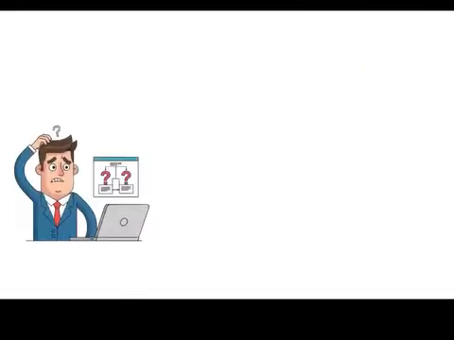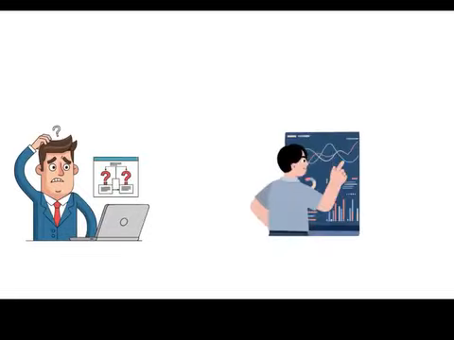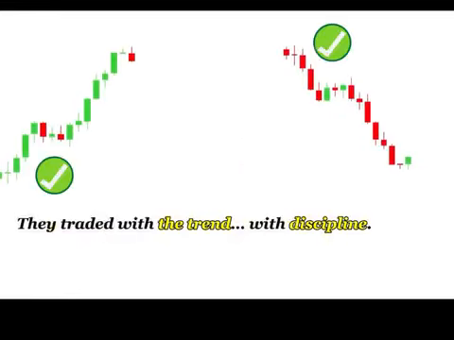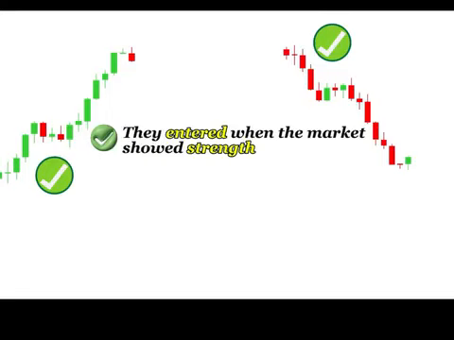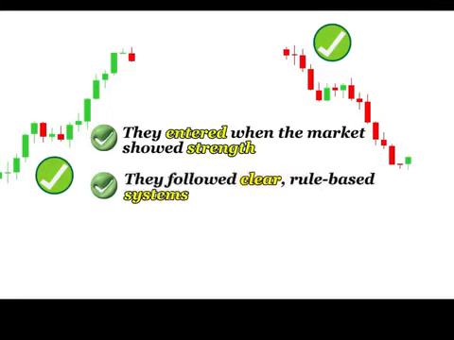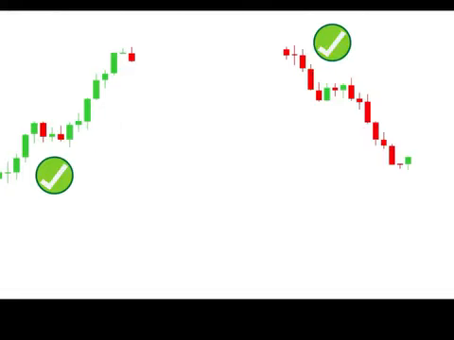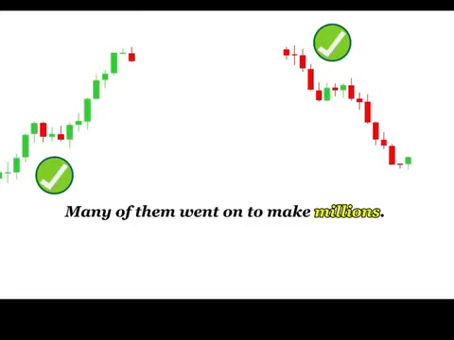They were not using complex indicators. They were not trying to predict the market. Instead, they followed one core principle. They traded with the trend, with discipline. They entered when the market showed strength. They followed clear, rule-based systems. And most importantly, they executed without hesitation. The result: many of them went on to make millions.